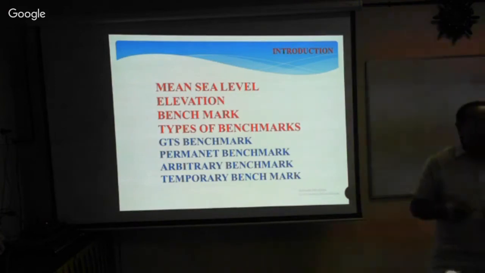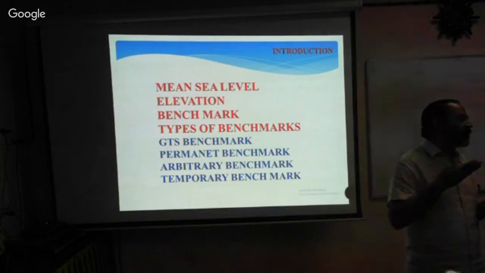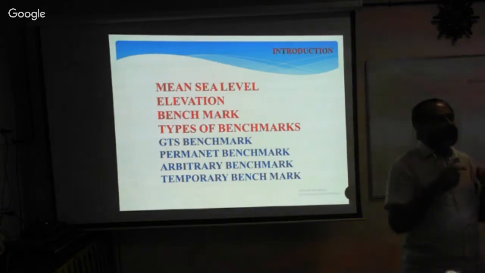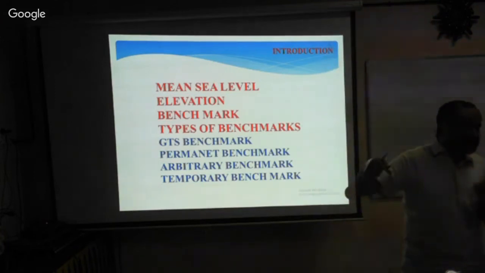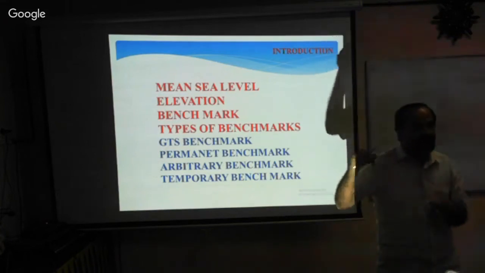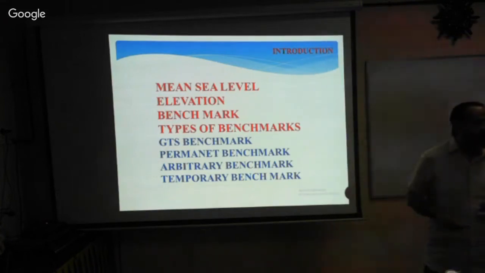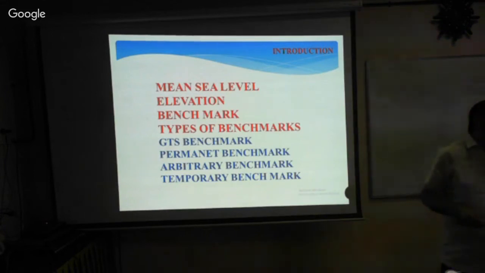So therefore, you need to assume some data, some benchmark. Then you will assume arbitrarily. Now you will take this. There is a huge rock. We will consider this as 100. We will consider this as 1000. That is an arbitrary benchmark, isn't it? Arbitrary benchmark means an arbitrarily assumed benchmark. It is nowhere referred.